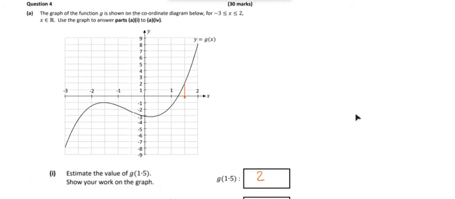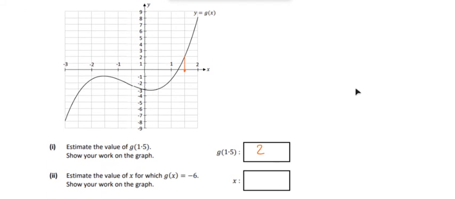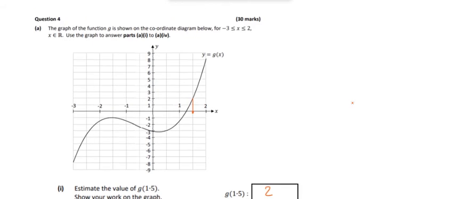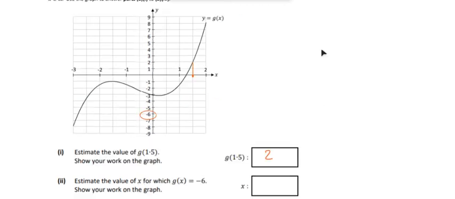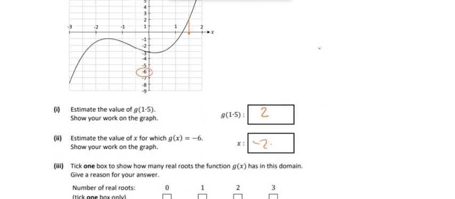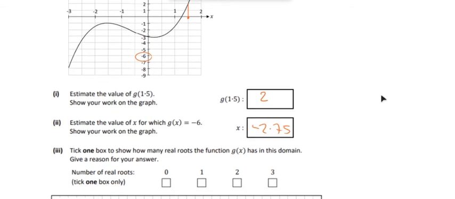It says show the work on the graph as well, so you actually have to draw that line that I drew in. Estimate the value of x for which g of x is minus 6. So where is minus 6? We have to look at minus 6 on the y-axis. So it's down here. If we go across from there, yeah, it's over here. It looks about halfway through that box. So we could say minus 2.75. And you need to draw a line across there as well.